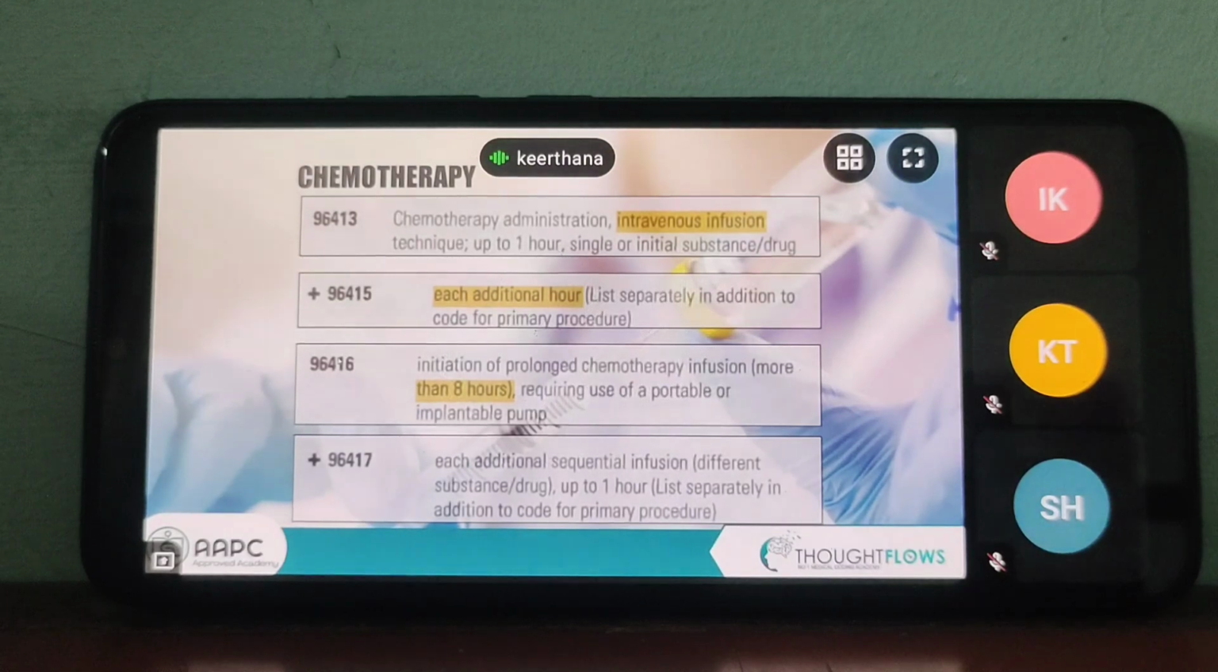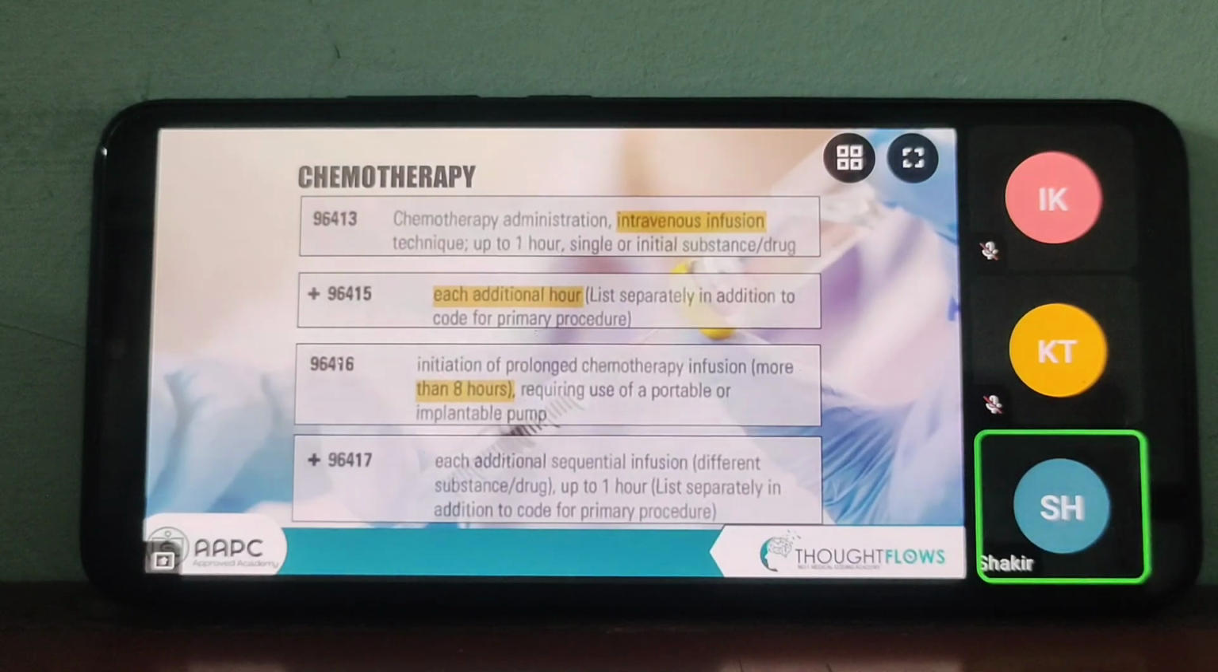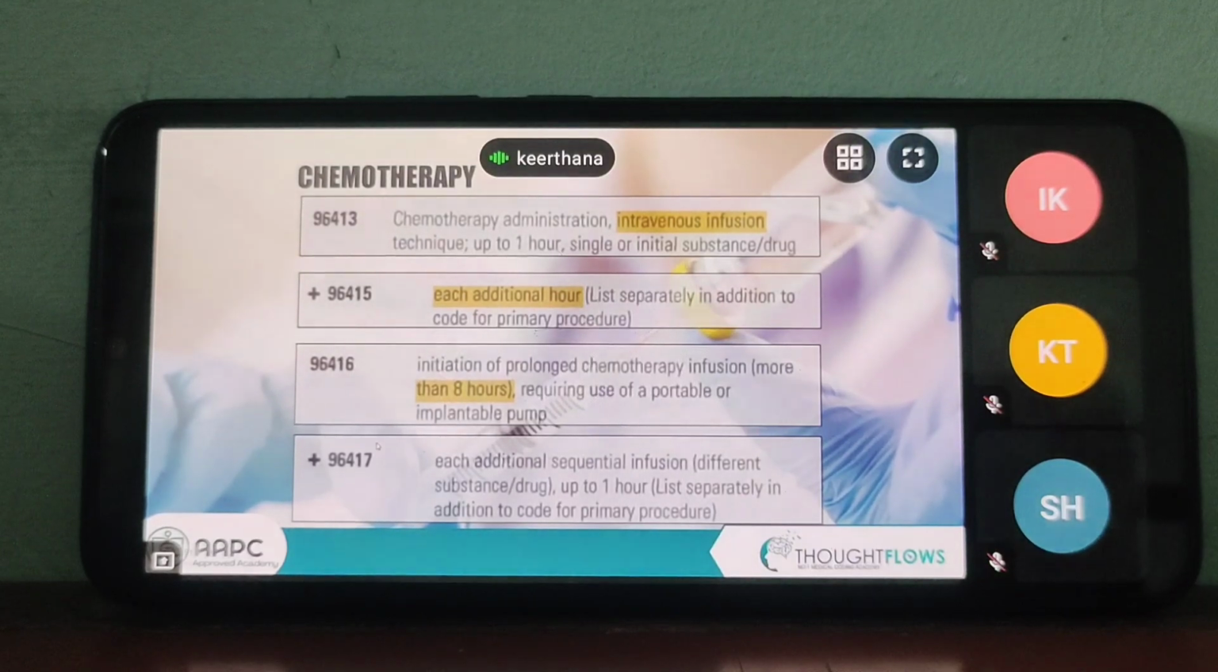So drug B, how many hours have I told for drug B? 2 hours. So for that you can use the code of 417 into 2, which is each additional sequential infusion of a different substance or drug, for up to 1 hour. As I have said, it is 2 hours, so you will be using 417 into 2. Is it clear?